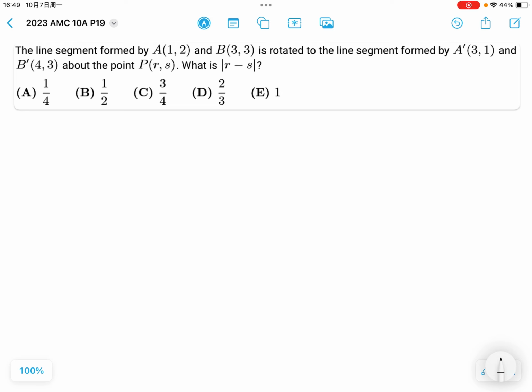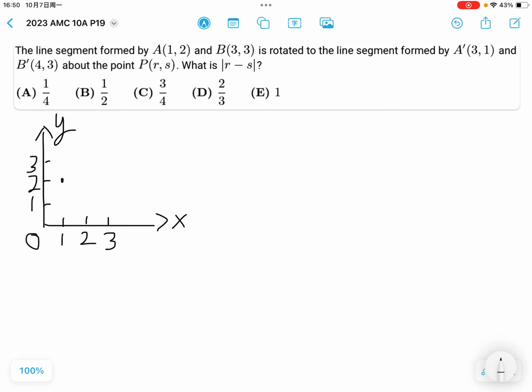So let's just firstly draw out this coordinate plane system, because right now we're kind of confused about what's going on. So this is the y-axis, and this is the x-axis, this is 0, the origin. So we go 1, 2, 3, 1, 2, 3. Okay, so where's 1, 2, where's A? This point is going to be A. What about B? 3, 3, so this is going to be B. Okay, and this is a line segment, so we connect A and B.